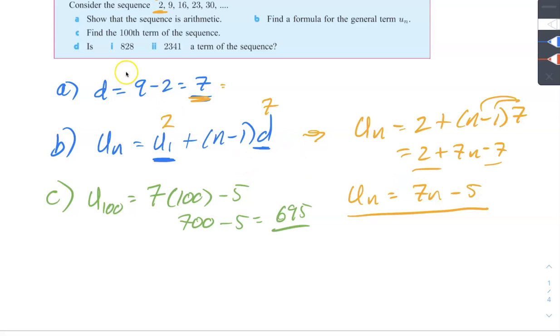Next, determine whether 828 or 2041 are terms of the sequence. The way that works is they want to know if they're terms of the sequence, so they want to be U_n. What we're going to do is substitute these values in for U_n and see if we get a whole number for n, a positive integer. Basically, we can't get a decimal or a negative. So that's how it's going to work for part D. For the first one, 828, I'm going to substitute that in for my U_n.